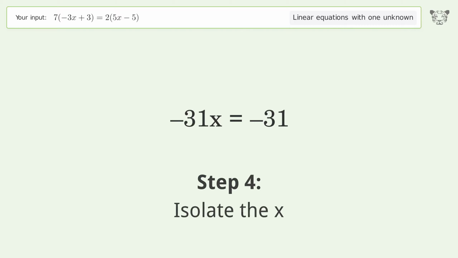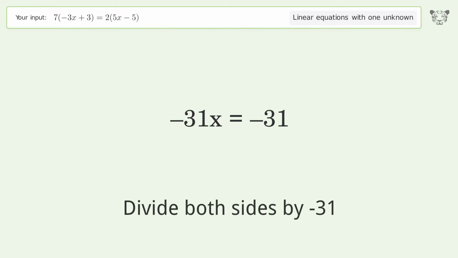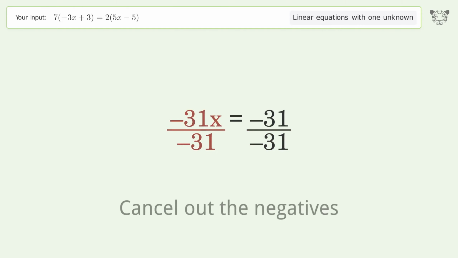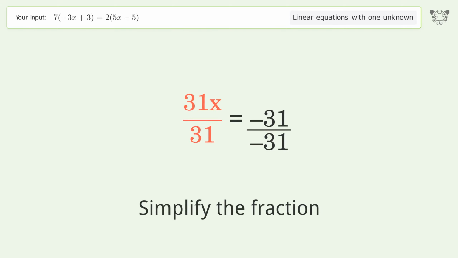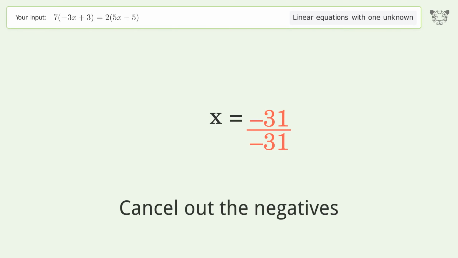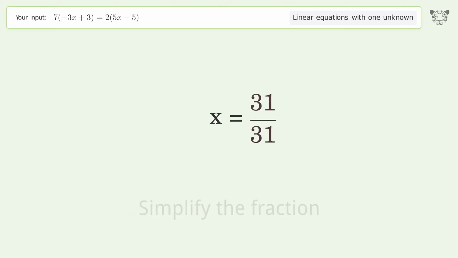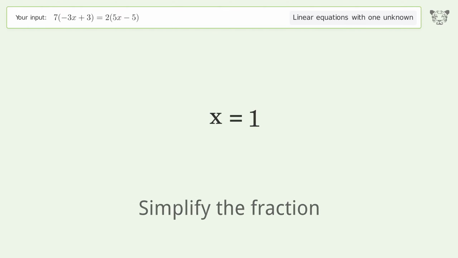Isolate the x. Divide both sides by -31. Cancel out the negatives. Simplify the fraction. Cancel out the negatives. Simplify the fraction. And so the final result is x equals 1.